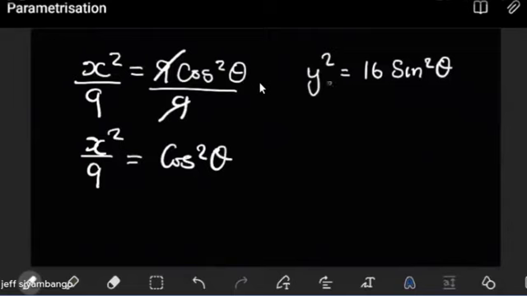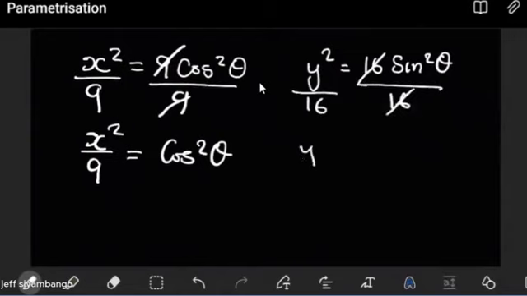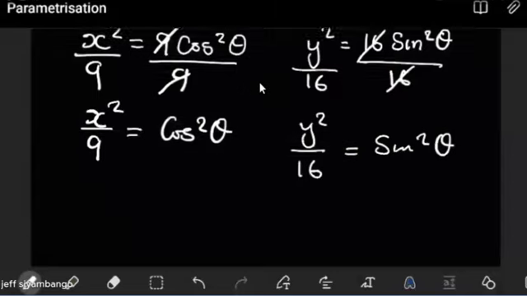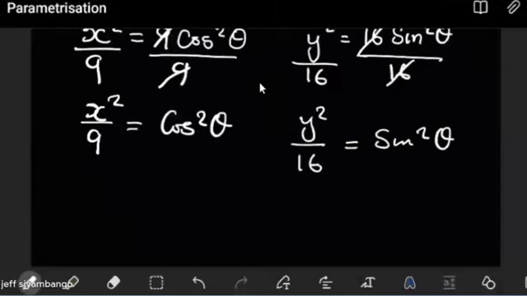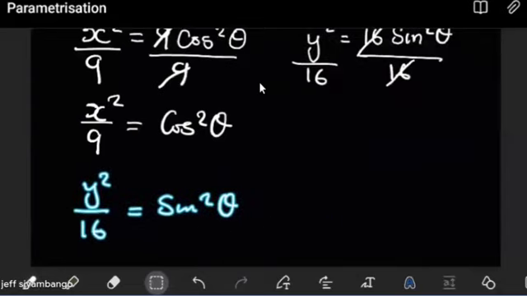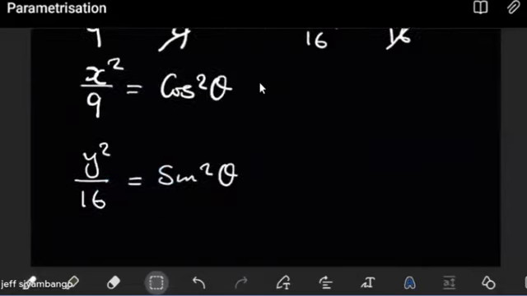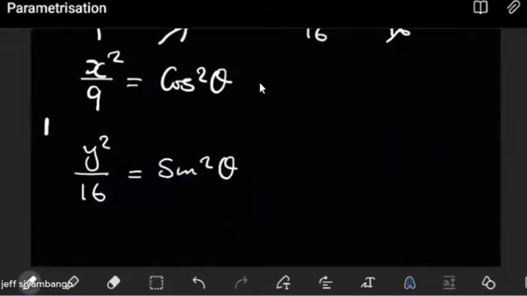I can do the same thing to this one. I'll divide both sides by 16. If I did that, the 16 here would cancel, leaving y squared over 16 being equal to sine squared theta. Notice that now it's in the perfect shape where we can add the respective sides. So if we get this and just put it down here, now I can say, let's add our equations.